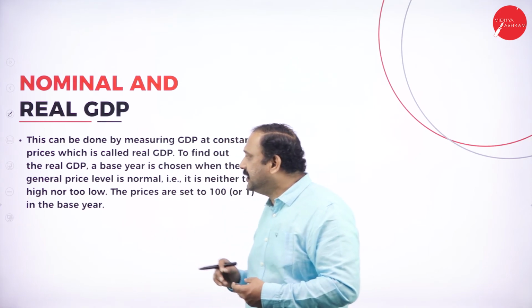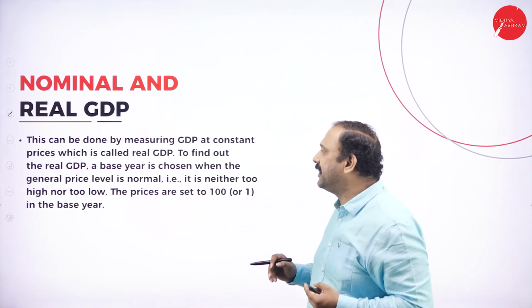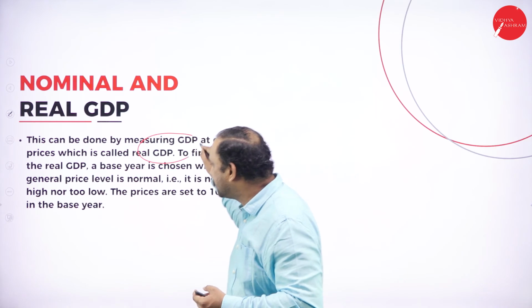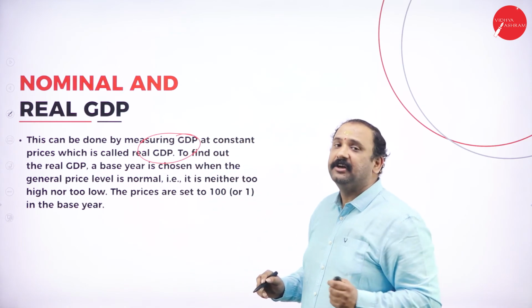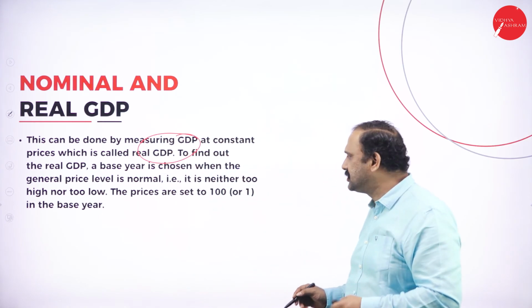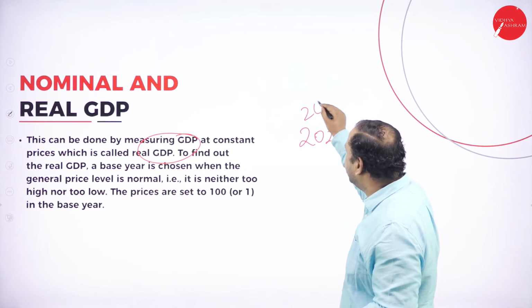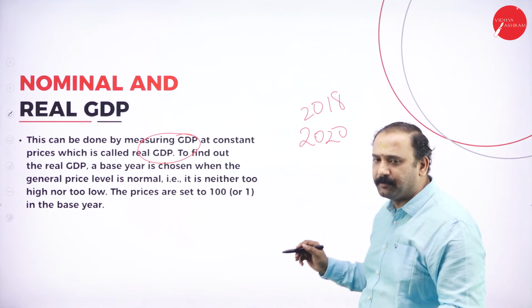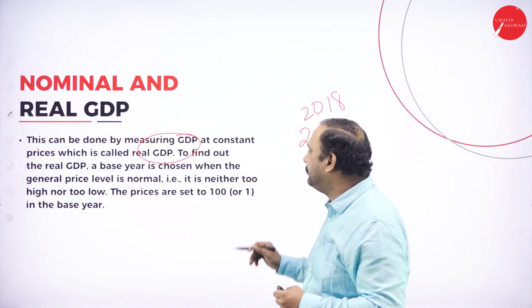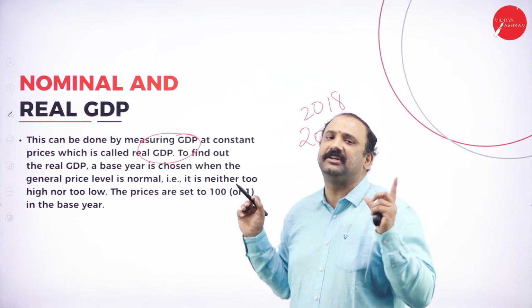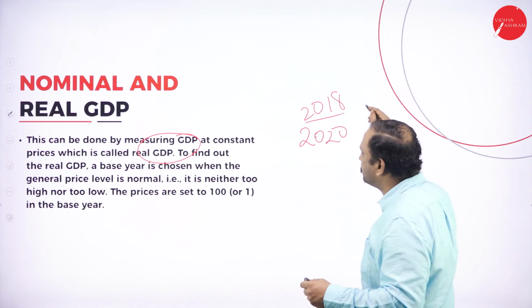Now, nominal and real GDP. We also measure GDP at constant prices, which we call the real GDP. So let me take a constant price. Let me keep 2020 as a base, or 2018 as a base. To calculate the real GDP, the base year is chosen when the general price is normal. So let us go with 2018.